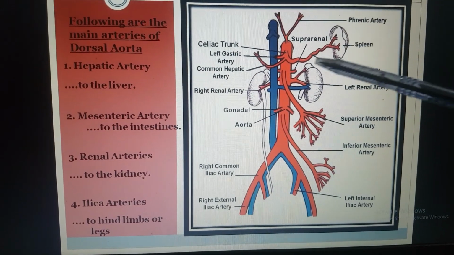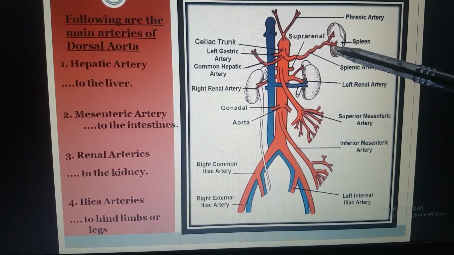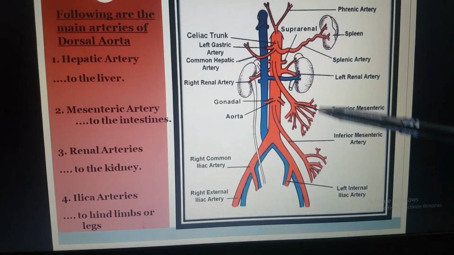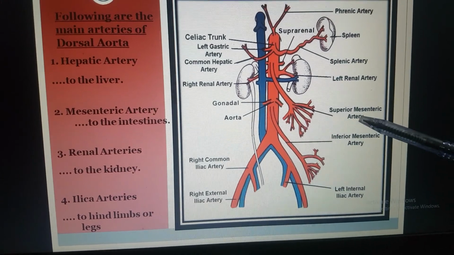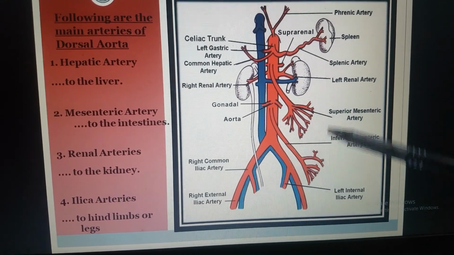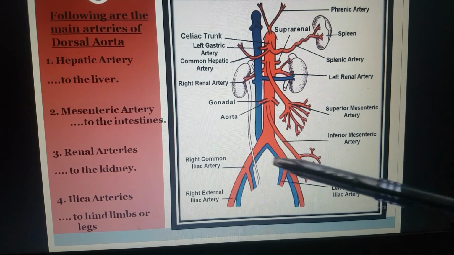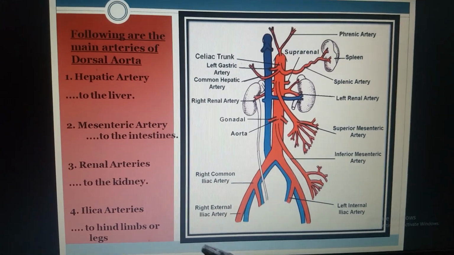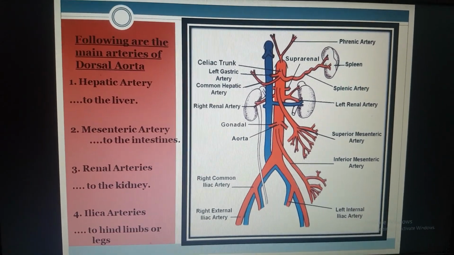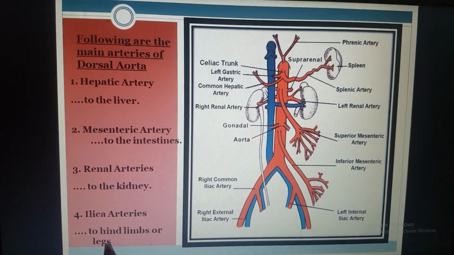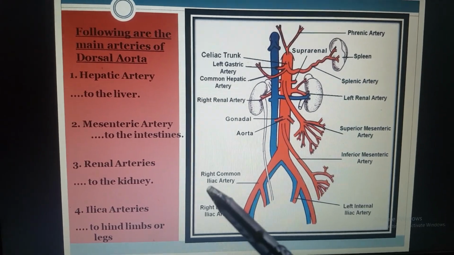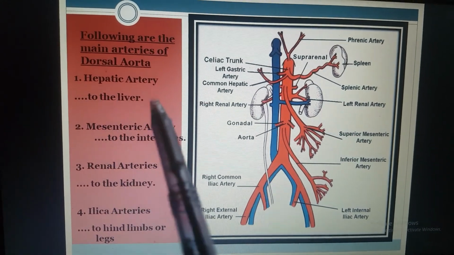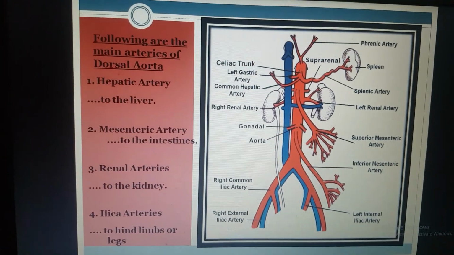In the same way, spleen is also having its artery. Now splenic artery, the name is mentioned here. Mesenteric artery, you may see there are two names mentioned for mesenteric, superior and inferior for intestinal area. Now you may come across with these iliac arteries. Now the iliac arteries, right and left, it is actually providing blood to hind limbs or the legs. In the same way, renal artery to the kidneys, mesenteric artery to the intestine and hepatic artery to the liver.